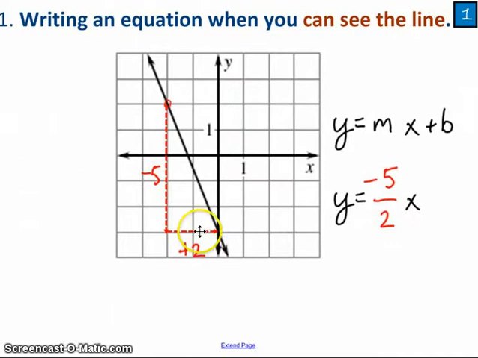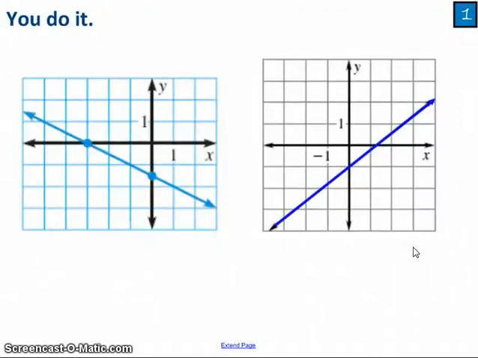And b is simply where your graph crosses the y-axis. It's crossing it at -3. And that's your equation. It's as simple as that. So go ahead and do that, if you would, for these 2. Hit the pause button.